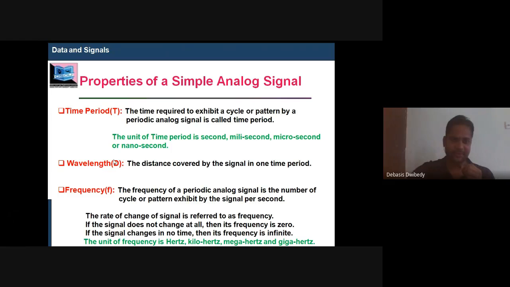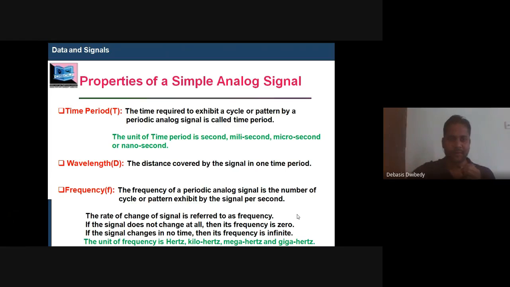So wavelength is nothing but a distance. Whatever the common units of distance, like meter, kilometer, all are units of wavelength. And the time period unit is millisecond, second, microsecond, nanosecond. And the unit of frequency is hertz, kilohertz, megahertz, and gigahertz. I guess you understand these concepts, because they are very important when you face practical problems.